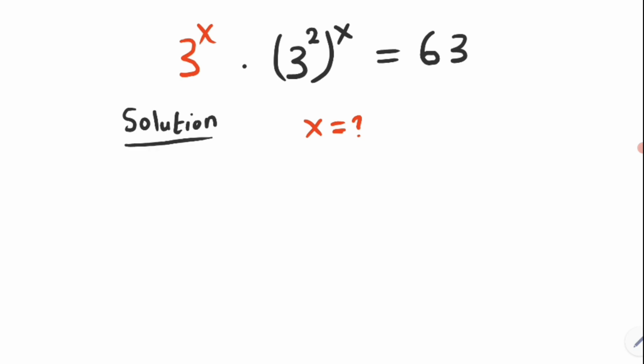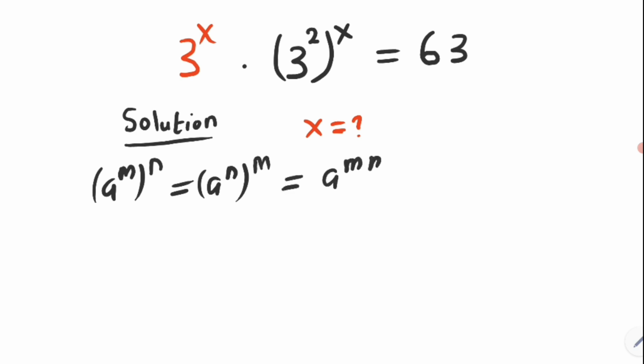Take note of this, that if you have a raised to power m to the power of n, this is equal to a raised to power mn. Then this can be written as 3 raised to power x multiplied by 3 raised to power 2 multiplied by x. That is 2x is equal to 63.